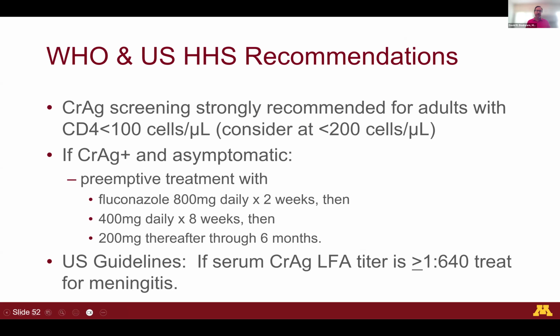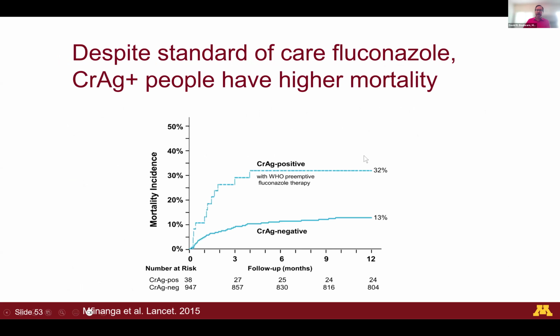And so the current WHO as well as US recommendations are to strongly recommend screening for people who have a CD4 count less than 100, and consider it for those below 200. If you're CrAg positive and asymptomatic, then give preemptive therapy with fluconazole 800 milligrams for 2 weeks, then 400 milligrams through 10 weeks, and then 200 milligrams thereafter through 6 months. And the US guidelines are, if the CrAg LFA titer is greater than 1 to 640, even if they don't have meningitis, assume that they do and treat for meningitis. So where does that data come from? I'll skip through that.